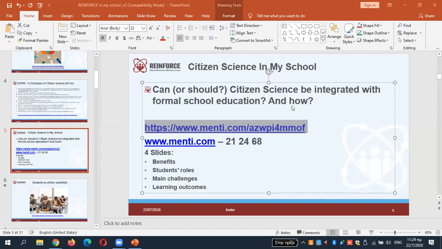Also, the next slide is about what you consider to be the main challenges. So let's say you would be interested to introduce citizen science in your classroom, but what do you perceive as the main challenges to do that? And last but not least, let's say you overcome all these challenges and you have found a great project to implement. What would be your desired learning outcomes for the students when using citizen science?